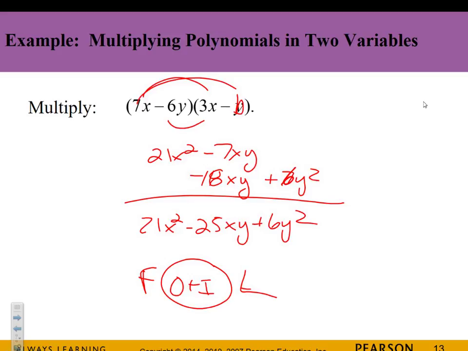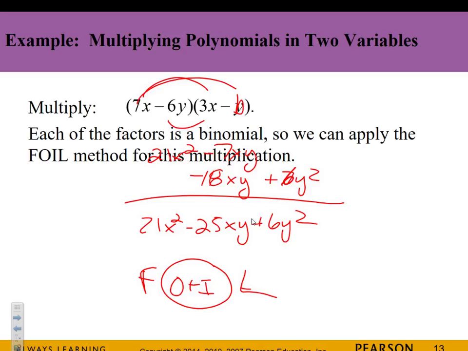Or you can stack them. Well, this is a FOIL problem. The only time I would stack them is if they're really long. But FOIL is so much faster. So if they have 2 terms, FOIL. If it comes to you, let me know. Okay? All right, let's move on because I want to get through this.